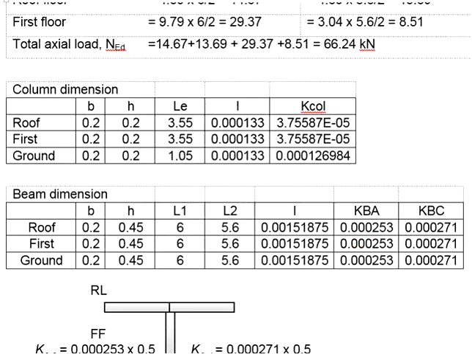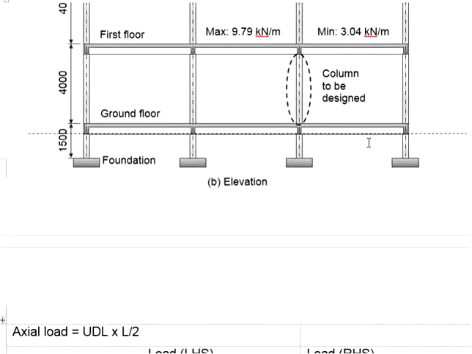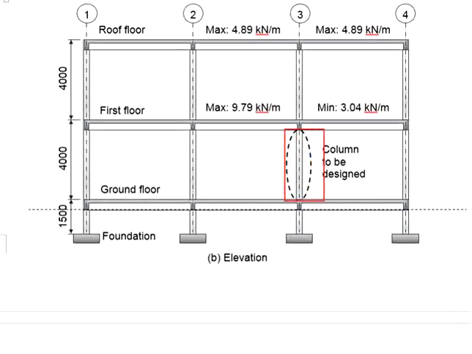Next, we need to determine the moment acting onto the column. This is the column to be designed, and there will be 2 moments taken. One on top of the column, another one at the bottom of the column. The moment on top of the column will be due to the loads acting onto the first floor beam, whereas the moment at the bottom of the column will be due to the UDL acting onto the ground floor beam.